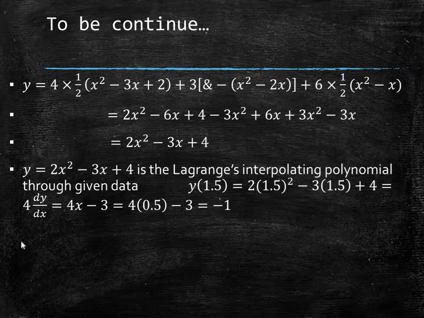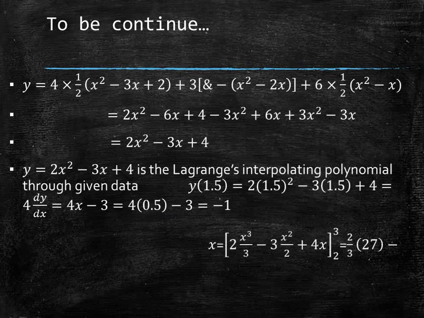Again we have to calculate dy by dx. dy by dx is nothing but 4x minus 3. We have to differentiate that y. Y is 2x square minus 3x plus 4, and differentiating that term we get 4x minus 3. So we just have to put here x is 0.5 because we have to calculate dy by dx at 0.5. So we get 4 into 0.5 minus 3, that is minus 1, because 4 into 0.5 is nothing but 2. 2 minus 3 is minus 1.